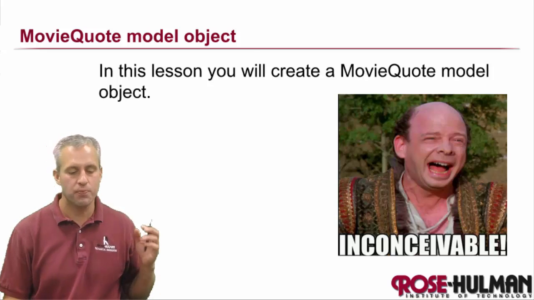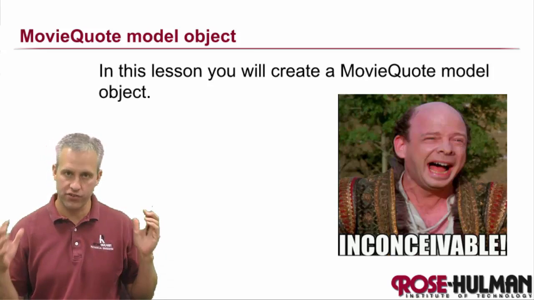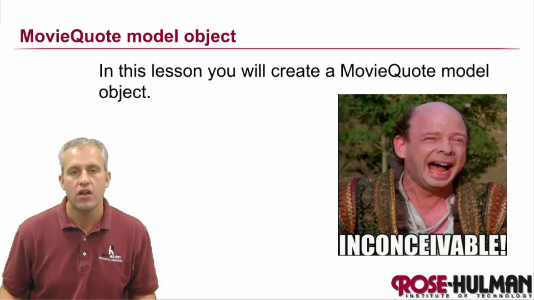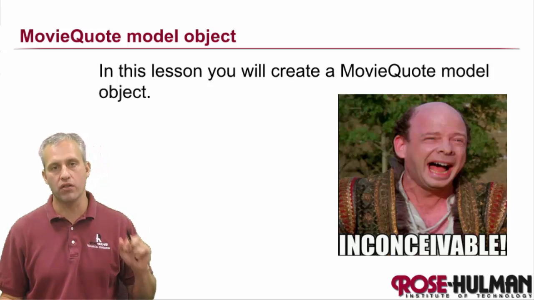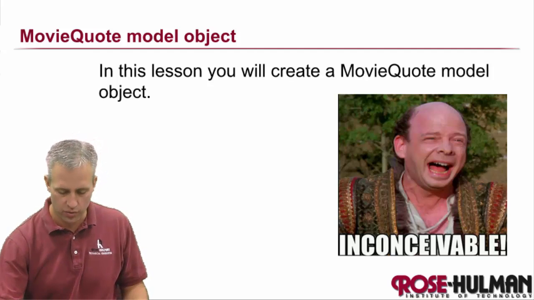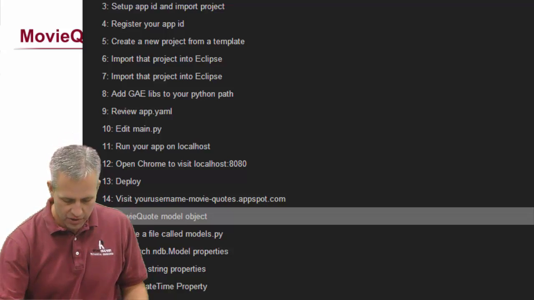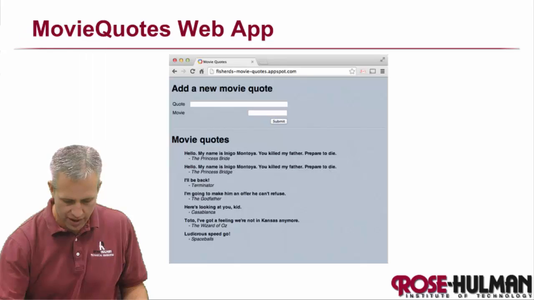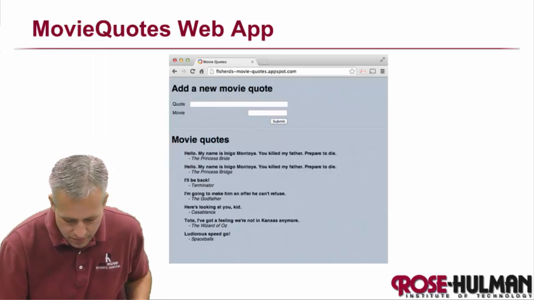All right, welcome back. Let's put some stuff into this app that's actually movie quote specific. So what we're going to do is start off by looking at the model object. How's this data stored? Things usually start with data. Let's start by jumping back to looking at this app. I'll jump back to the first slide here.